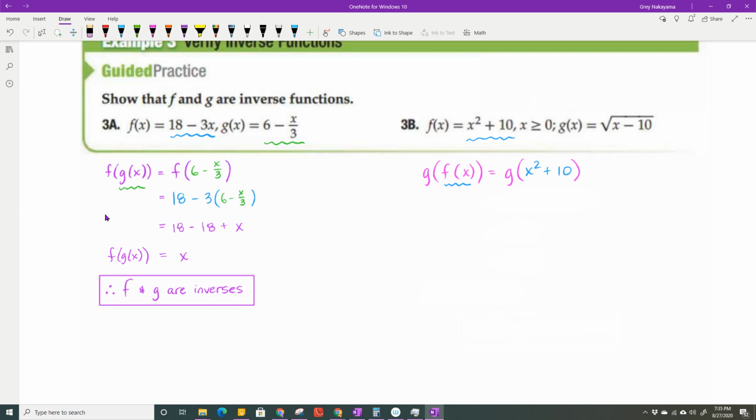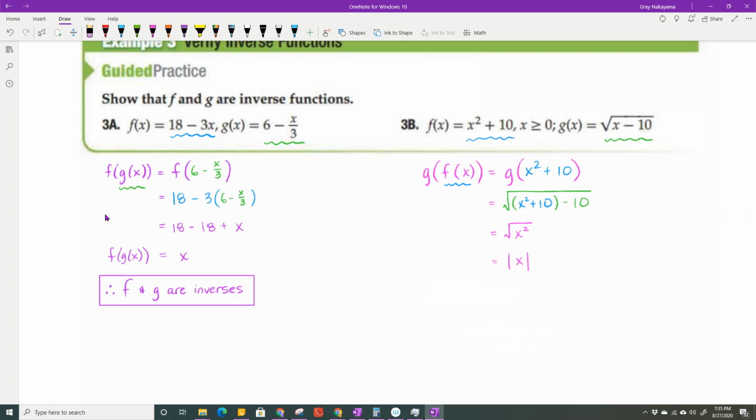Now, what does g say to do? G says take the square root of whatever you have in parentheses and then subtract 10. So I'm going to have the square root of whatever I have in parentheses minus 10, and what's in my parentheses is x squared plus 10. So when you simplify that, those 10s fall out, and I'm left with the square root of x squared, which is the absolute value of x.